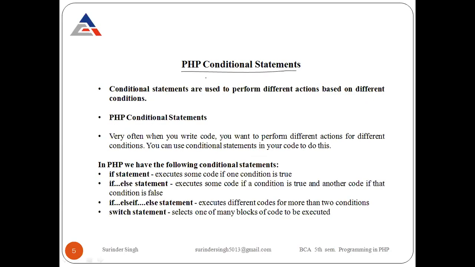PHP conditional statements are used to perform different actions based on different conditions. Clear? Conditional statements are used for a logical test. You have a condition, and on the basis of the condition you decide whether to execute some statements or not. If the condition is true, you perform some action, and if the condition is false, you perform other actions. These are used when there are different conditions and you have to act according to the result of the conditions. Clear?